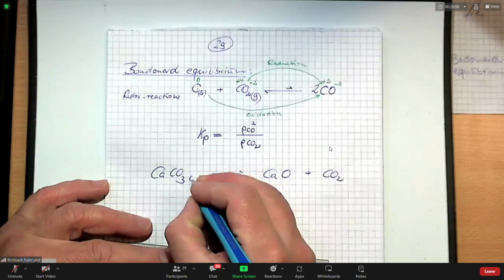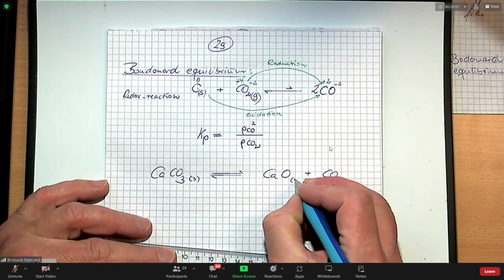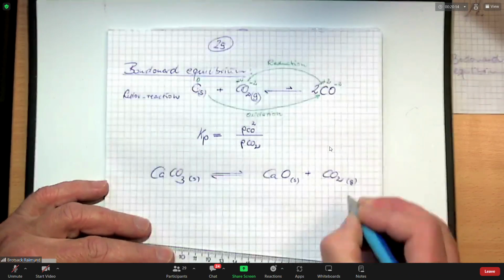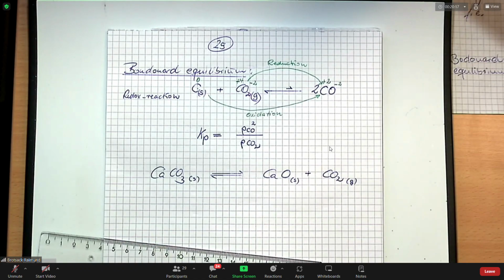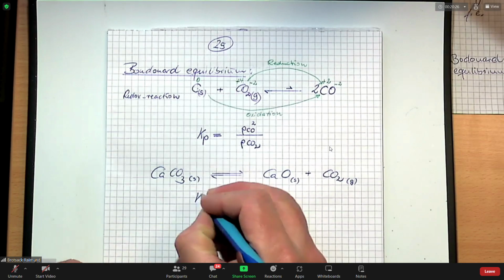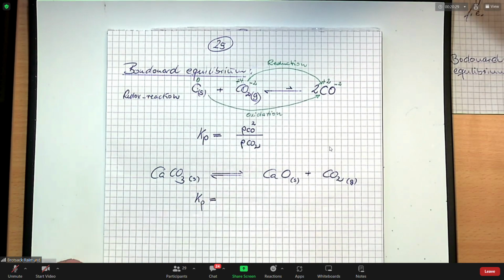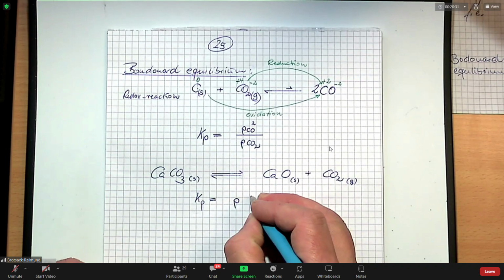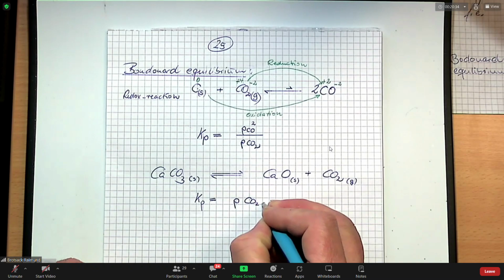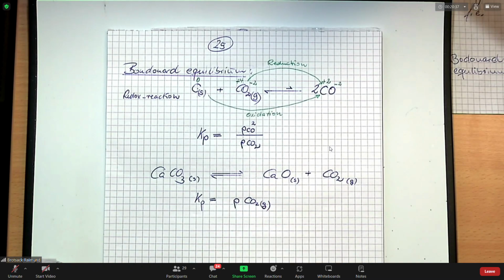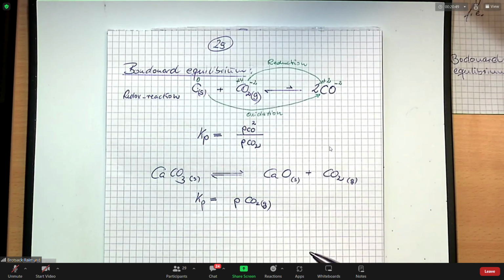Again, here we have a solid, here we have a solid, and here we have a gas. Now we have 2 compounds which are solid, and only one is a gas. What does it mean for Kp? Only CO2. It's just the partial pressure of the product CO2, which is a gas. Right. So solid partners do not have a modifiable concentration in the reaction. They are not a term in the law of mass action.